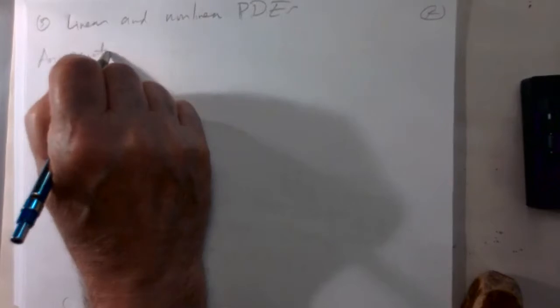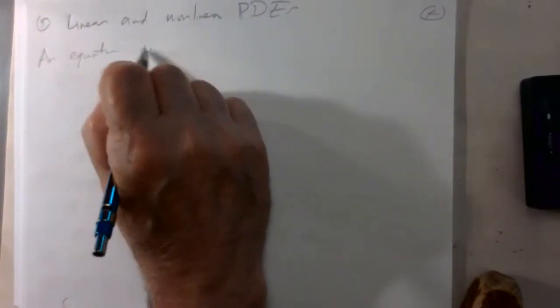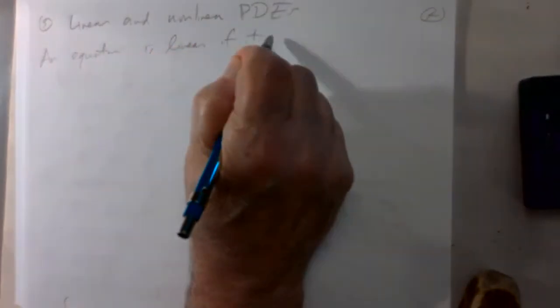What else can we say? Well, there are linear and nonlinear partial differential equations. An equation is linear if it is of the form.